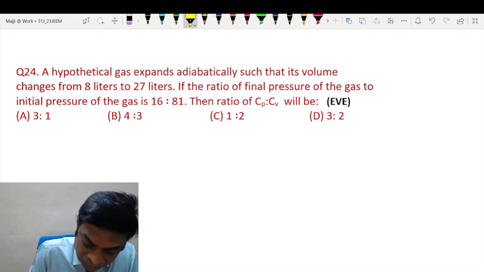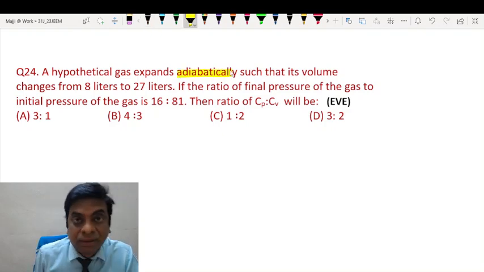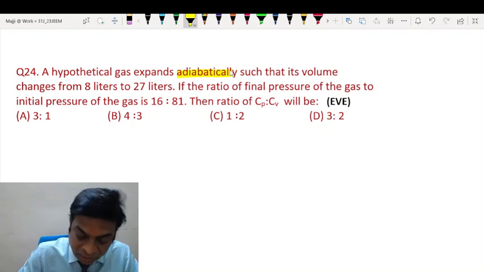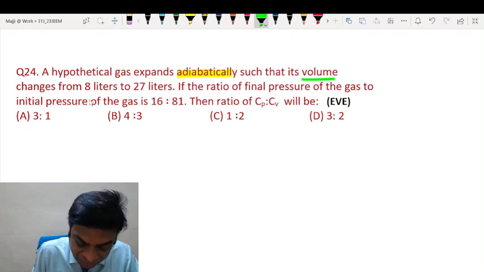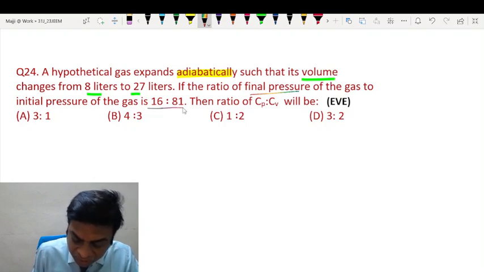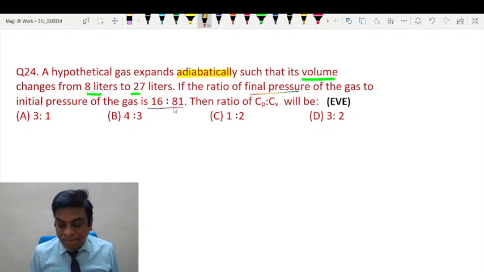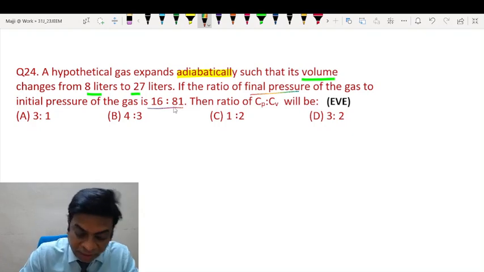Now, first of all, you have to realize that the process is adiabatic. So we have to think of all the formulas related to the adiabatic process. Here in particular, it is given that its volume changes from this to this, and also the ratio of the final pressure of the gas to the initial pressure is given. In other words, we have to correlate the volume and pressure for an adiabatic process.